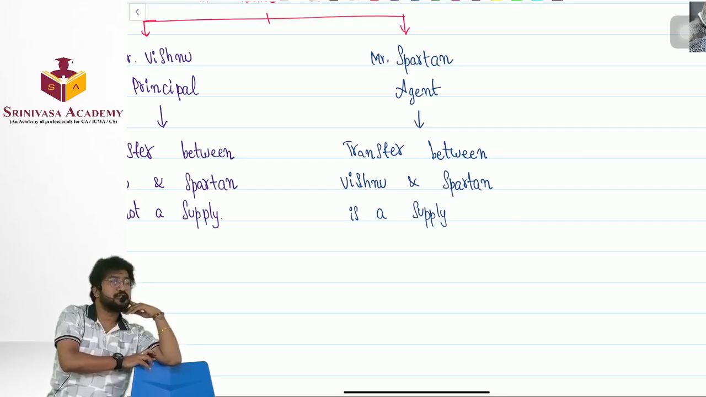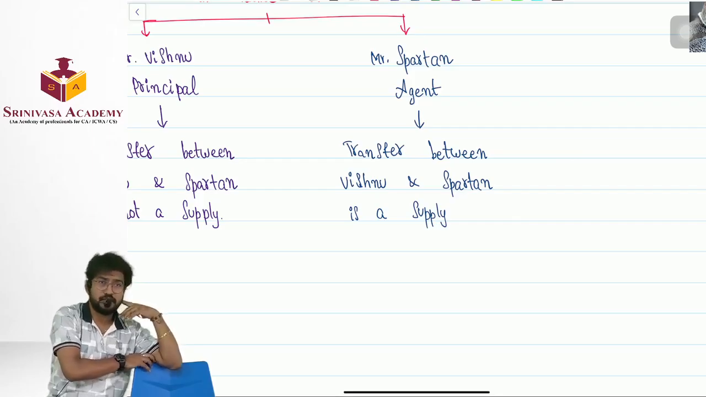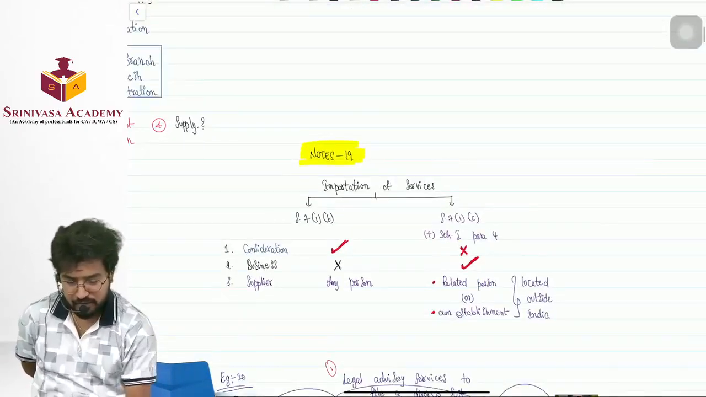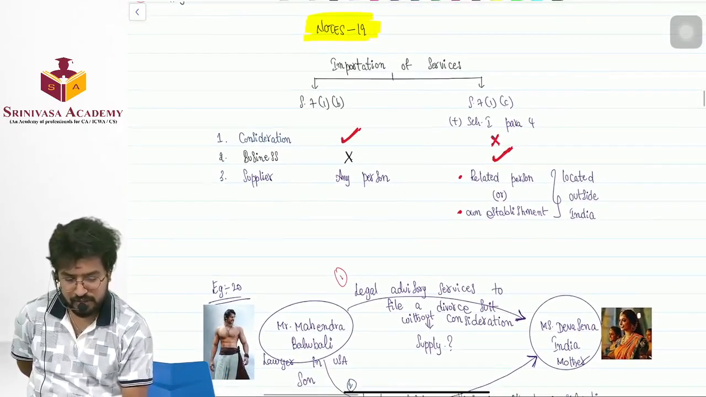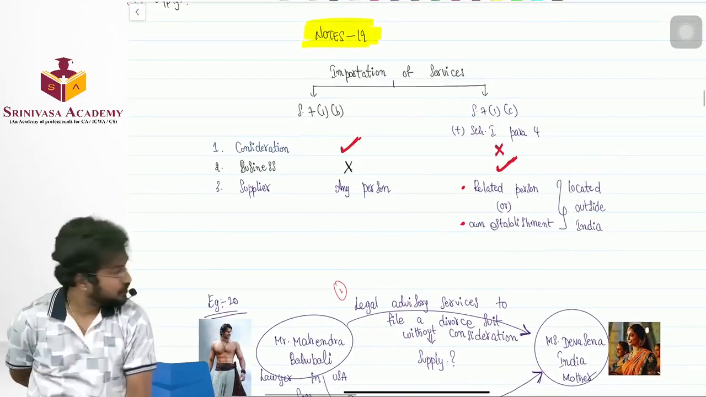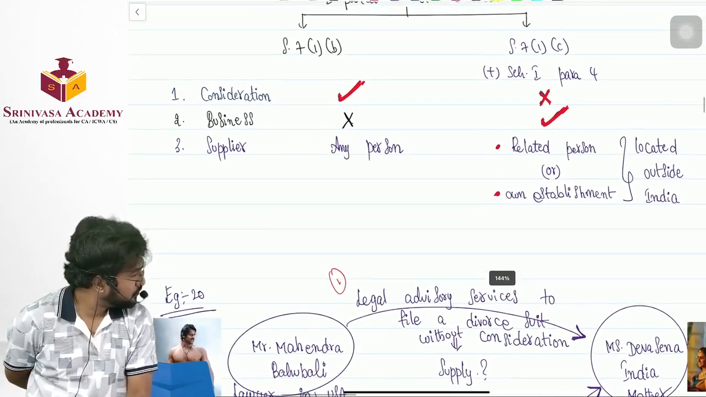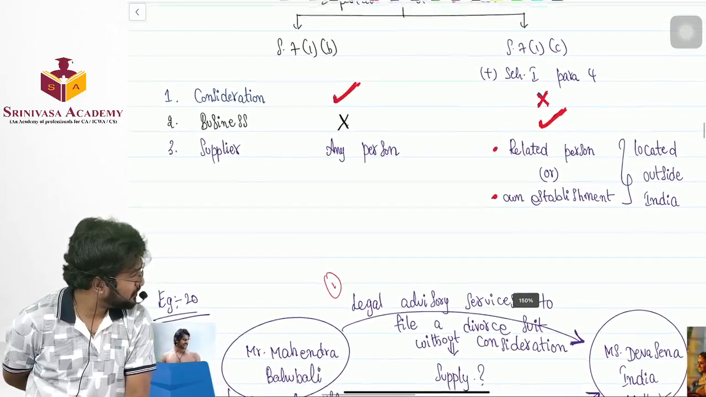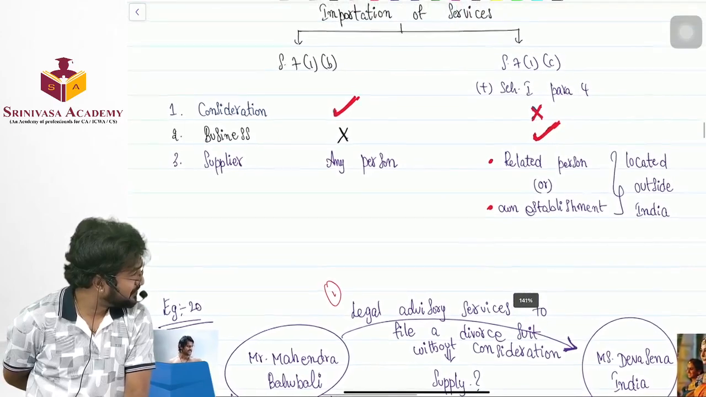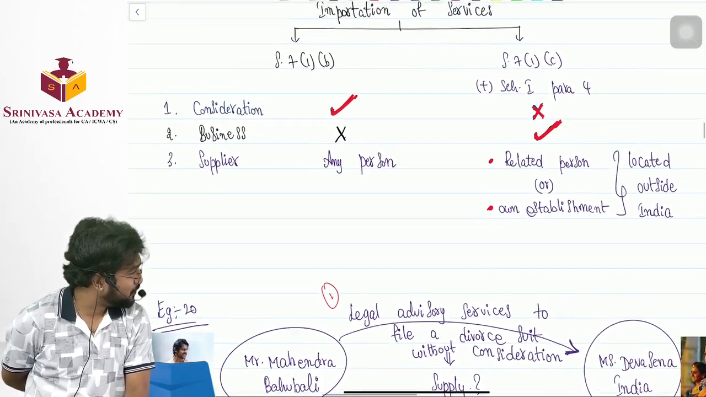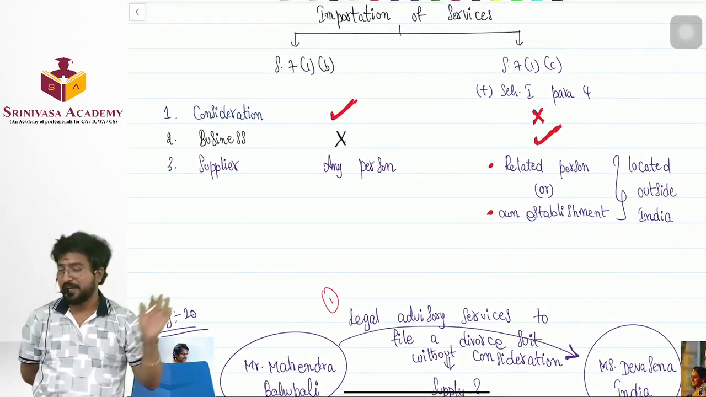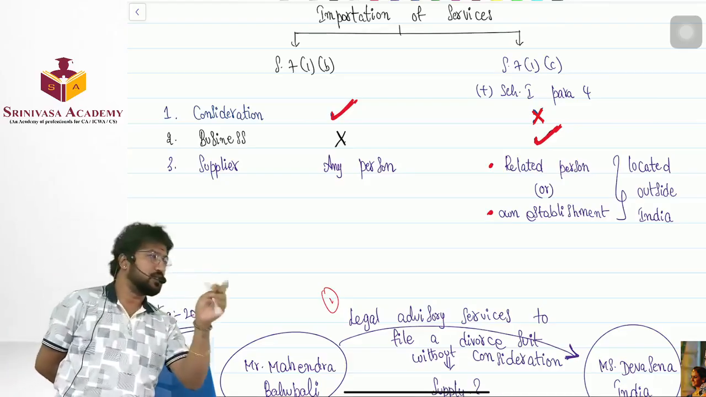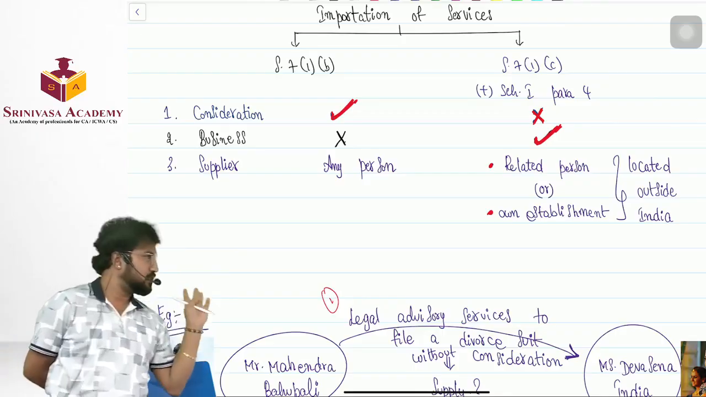Importation of service for consideration, whether or not in the course or furtherance of business. Section 71B. If you see importation of service generally, first focus on what is the discussion. When they are talking about importation of service, there are two things: either 71B or 71C.